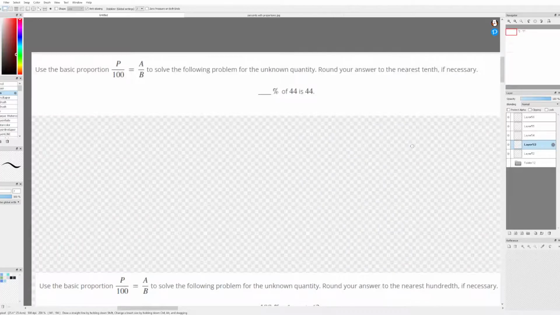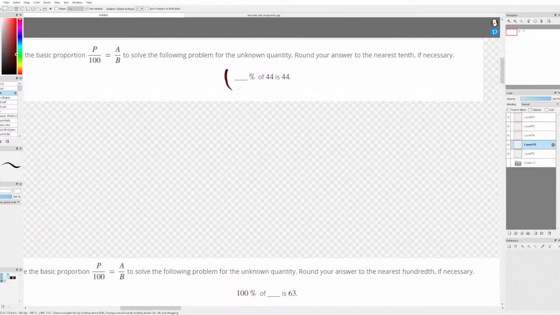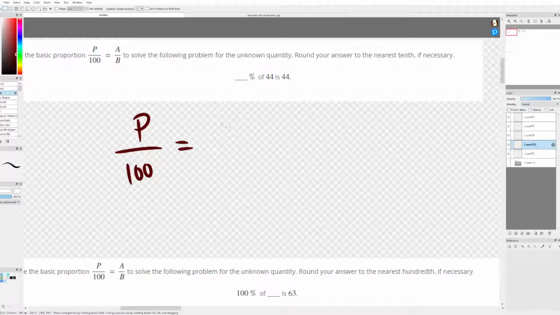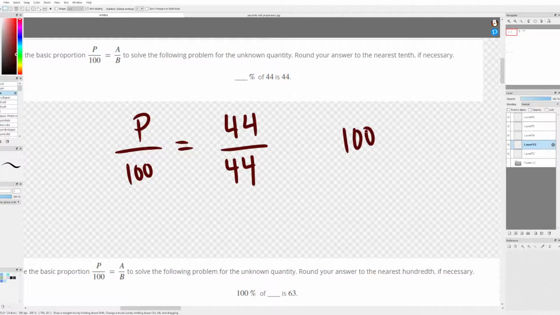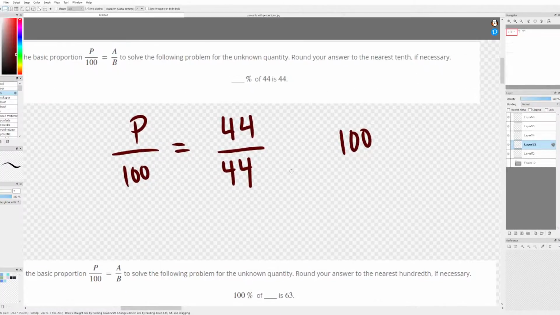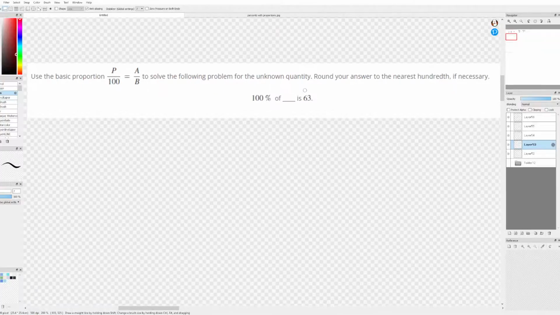So we don't have our percentage in this case, so we'll keep it as P over 100. Basically we just fill stuff in. Of 44 is 44. So P is going to equal 100 in this, because 100% of 44 is 44.